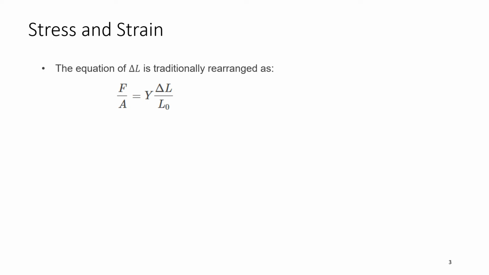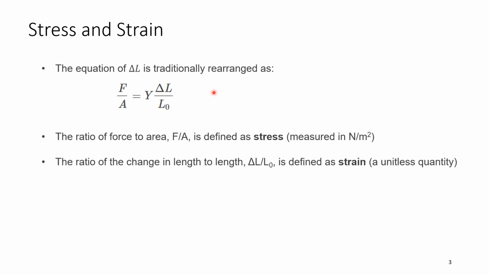The equation for change in length is traditionally rearranged and written in this form: F over A equals Y times delta L over L0, where the ratio of force to area, F over A, is defined as stress, and the ratio of the change in length to length, delta L over L0, is defined as strain. In this form, the equation is analogous to Hooke's law, with stress analogous to force and strain analogous to deformation.